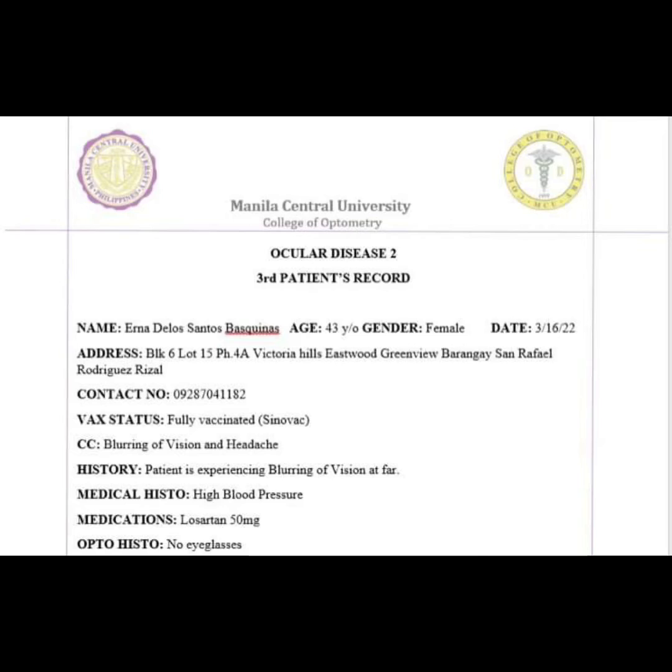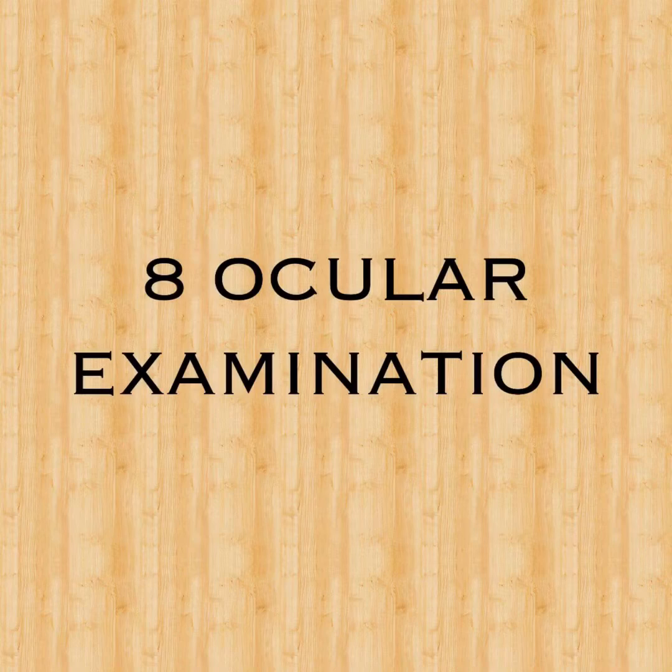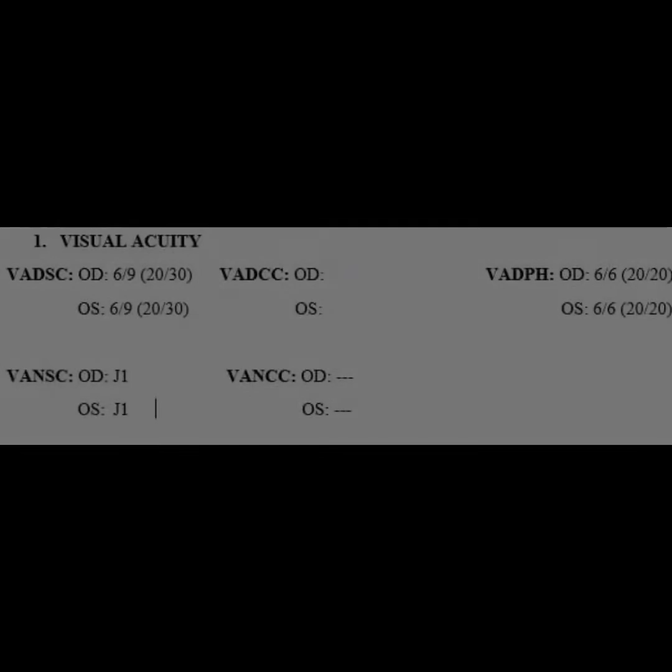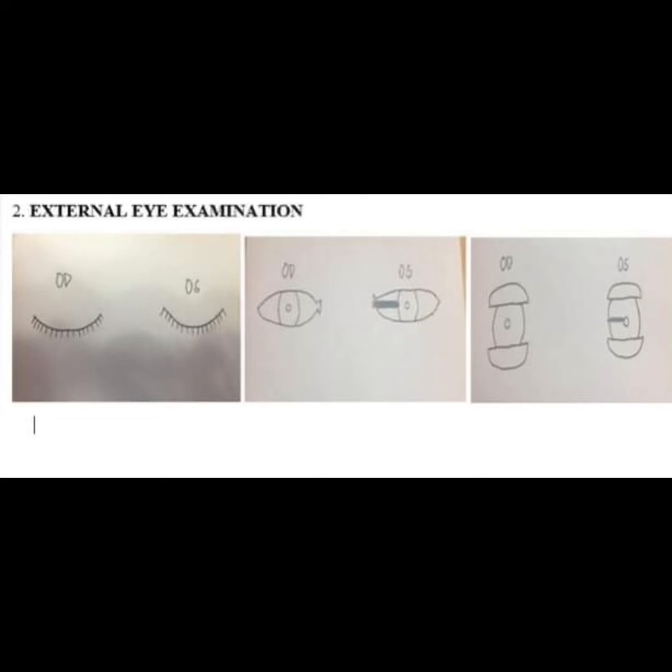History, patient is experiencing blurring of vision at far. Medical history, high blood pressure. Medications, losartan 50 mg. Opto history, no eyeglasses. Ocular examination. Number 1, visual acuity. For BADSC, OD, OS 6/9 or 20/30. BADPH, OD, OS 6/6 or 20/20. BANSC, OD, OS J1.